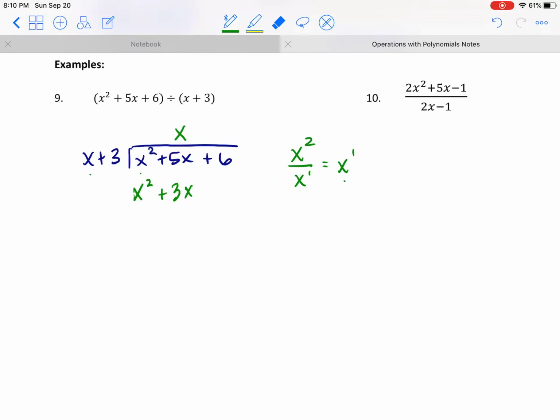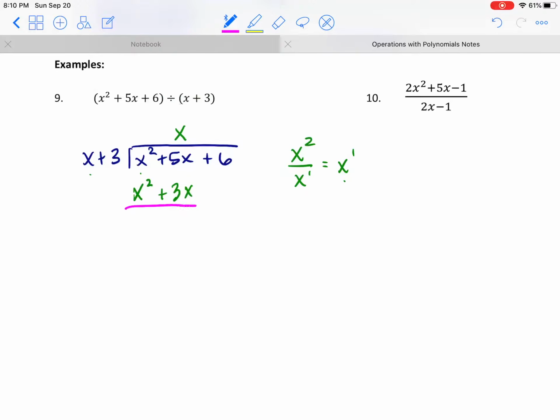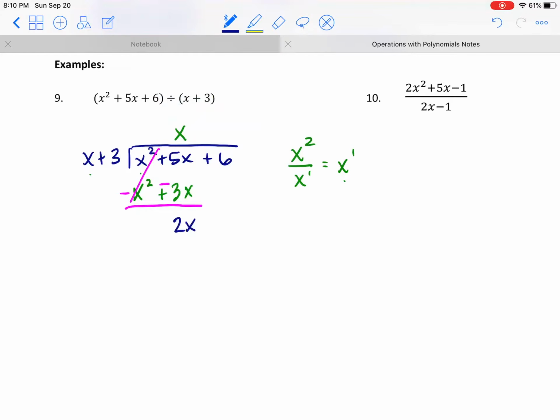Alright, so I divided, then I multiplied, and now I have to subtract. So when I subtract here, basically I'm going to draw my lines, and it's just changing these signs, right? Subtract. x squared minus x squared makes those cancel, and 5x minus the 3x is going to leave me 2x here. And now I can bring down the next term and then do it again. Divide and multiply and subtract.